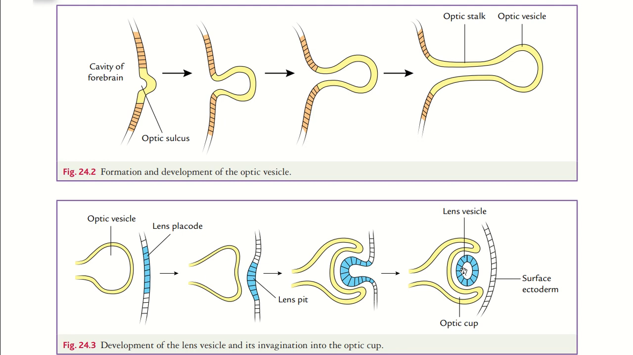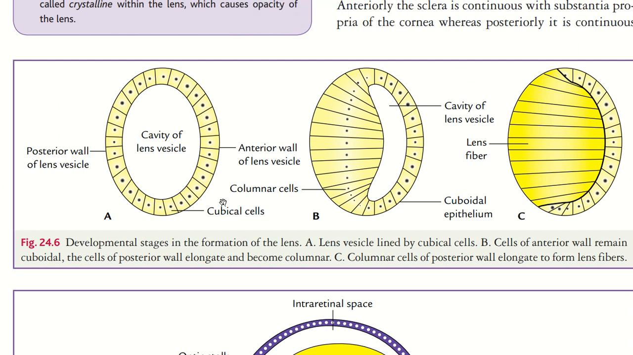That is your stratified non-keratinized squamous epithelium that surrounds the outer surface of your cornea. It actually comes from the lens placode. You understand? Good. So let's take a look at the development of the lens itself.